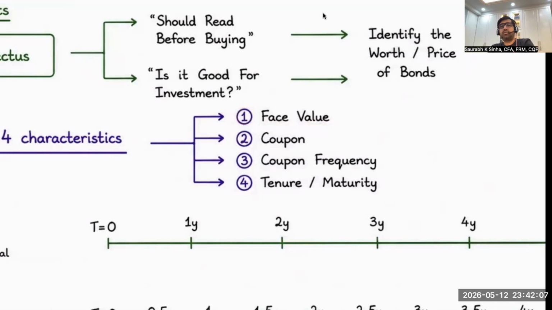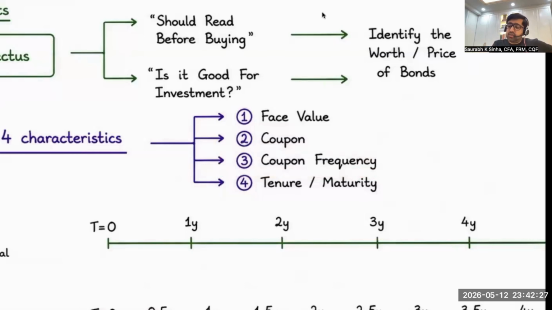You have to extract information which is related to the coupon of the bond. We'll talk about what is face value. We'll talk about what is coupon. You have to fetch the information about coupon frequency. And you have to fetch information about the maturity of the bond or maturity of the fixed income.